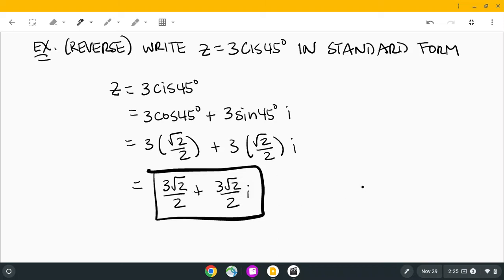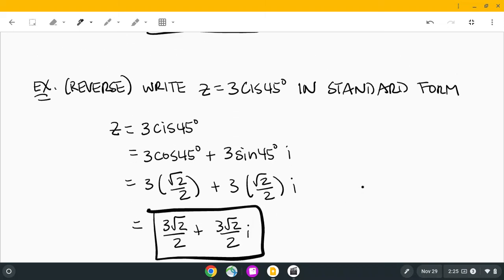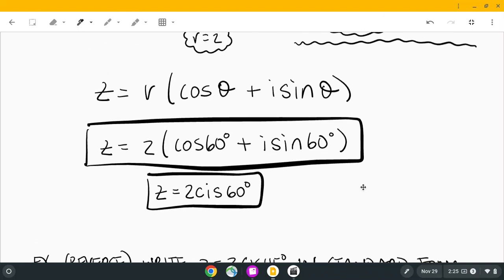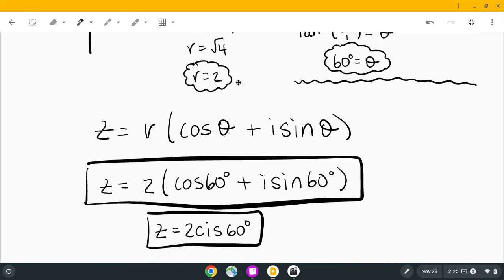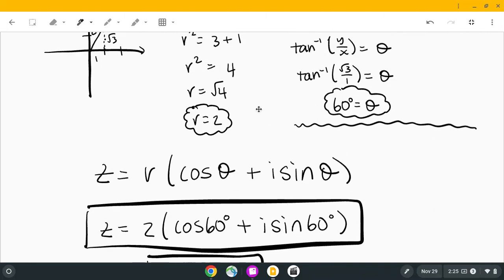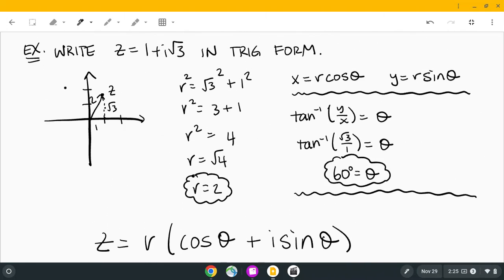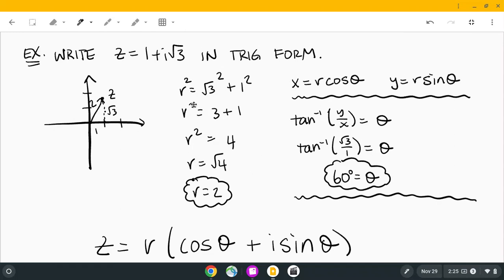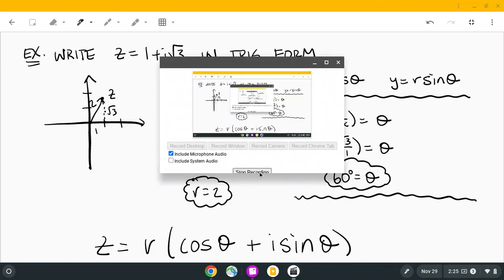So that's it. Being able to write the trig form of a complex number is kind of the main thing. You just need to find r and theta: you use the distance formula, which comes from Pythagorean, and you use your tangent inverse, because you're given y and x. If you have any questions, make sure you text me or email me.